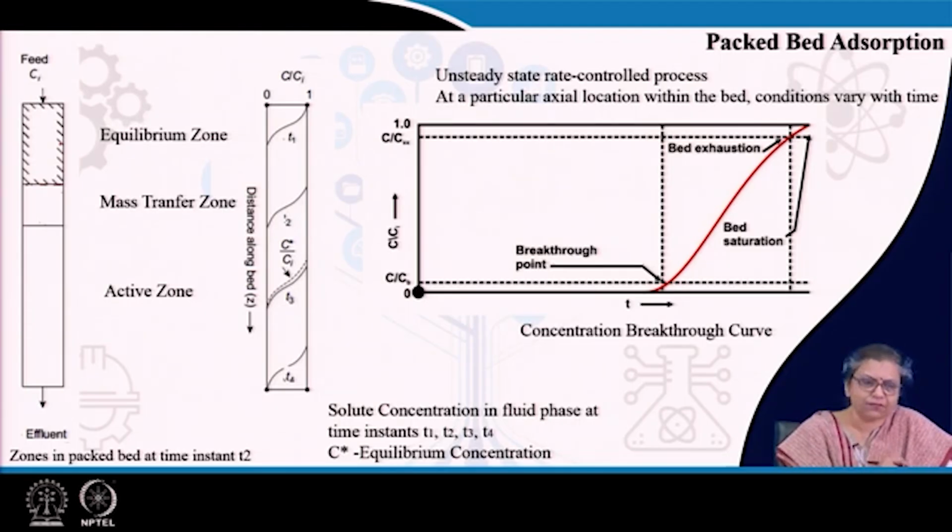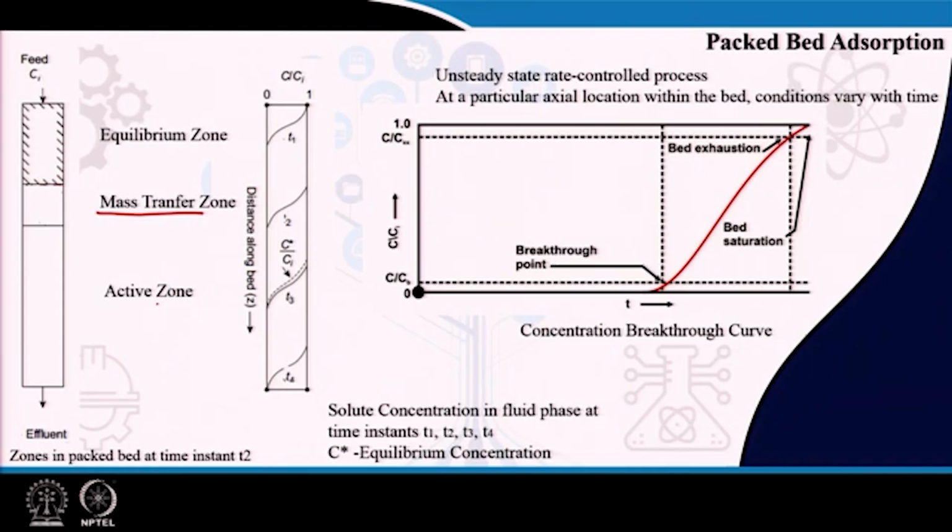So, at any instant of time, if you look at the adsorber bed, you find that the bed comprises 3 zones. What are the 3 zones? There will be an equilibrium zone where mass transfer has already occurred. It is no more available for mass transfer, and mass transfer will be occurring at a zone just after the equilibrium zone. This is known as the mass transfer zone. Beyond the mass transfer zone, there will be an active zone where mass transfer has not started, but it is capable of mass transfer. So, with this, I will be ending this lecture.